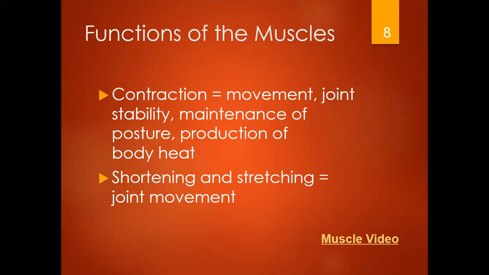Functions of our muscles. Now, this is contraction, movement, joint stability. They maintain our posture. They produce body heat. And then the shortening and stretching of muscles allows for joint movement. Muscles work together in order to produce movement. So we have a shortening and a stretching. On one side, we have the shortening. On the other side, we have the stretching. And that opposing muscle group involvement and collaboration provides movements in the joints.